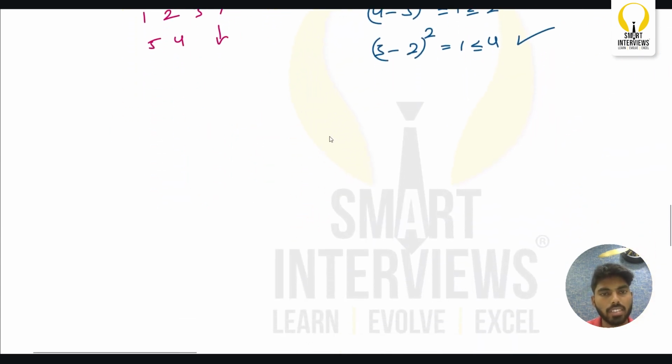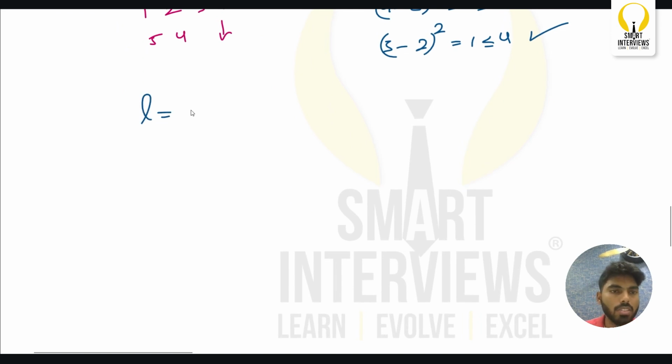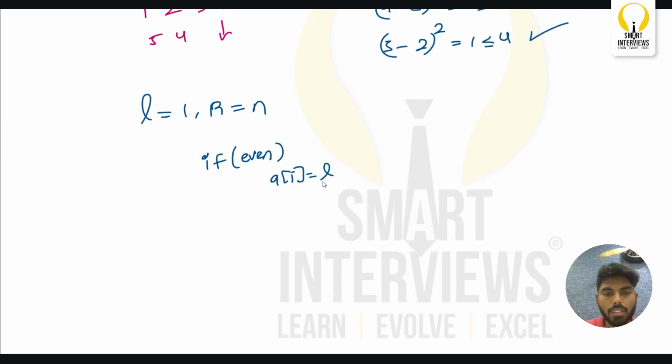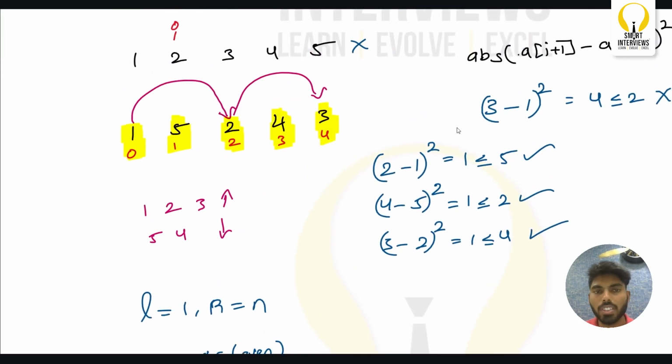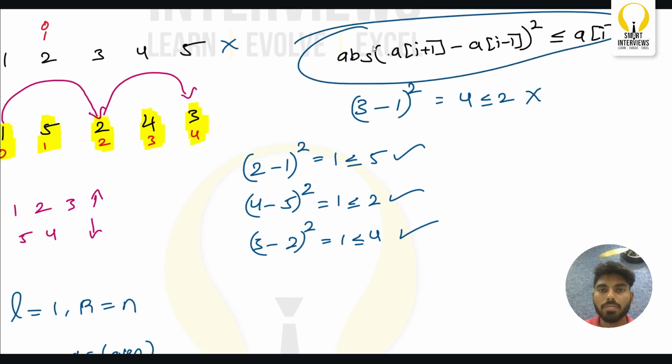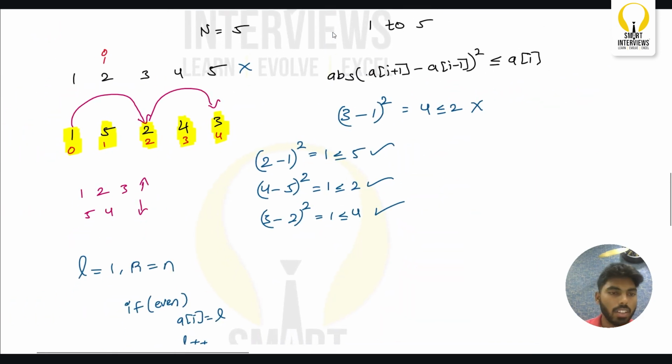So initially, yes, the code is pretty much simple. You have a value which is low, initialized with 1, and R initialized with n. If you are standing at an even index, you will simply place a of I is equal to L, and then increment the L value. Else, if you are standing at the odd index, you place a of I as R, and then decrement the R value. That's it. This is the code. This is just a small observation based on the given condition. Okay. So if you have understood, let us write the code.